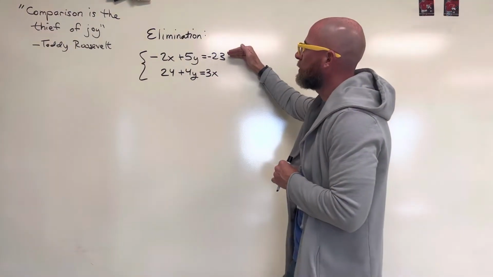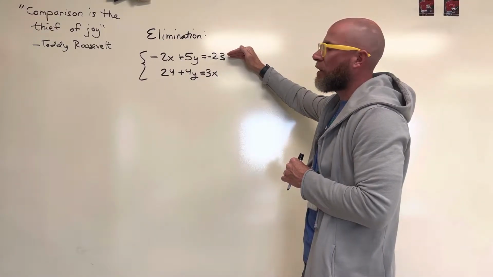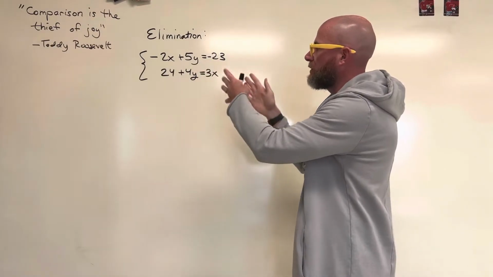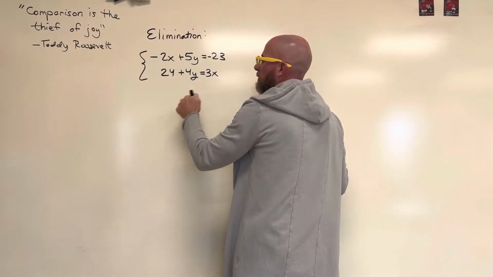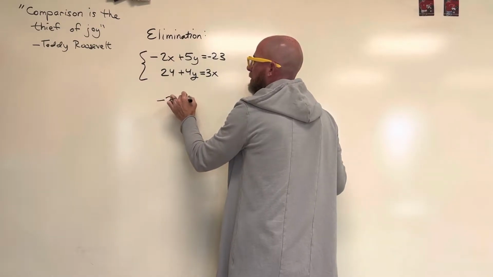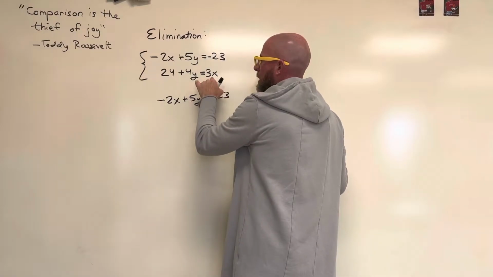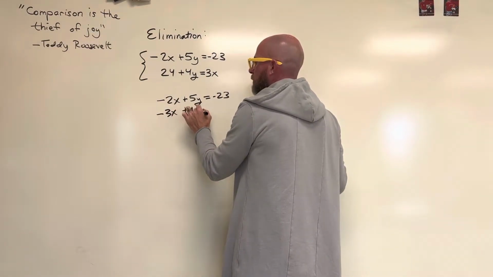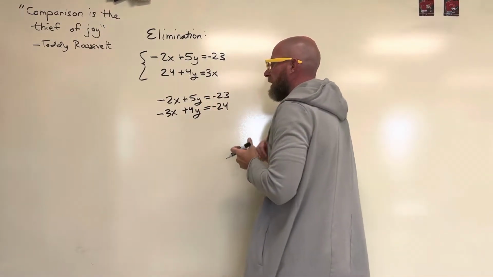So as we look at the first equation, negative 2x plus 5y equals negative 23, we would call that standard form. But the bottom, we don't have our variables lined up. So I need to bring that 3x over and 24 over here. So rewriting the top, the bottom I need to bring that over, so it'd be a negative 3x plus 4y, and then subtract the 24 to the other side.